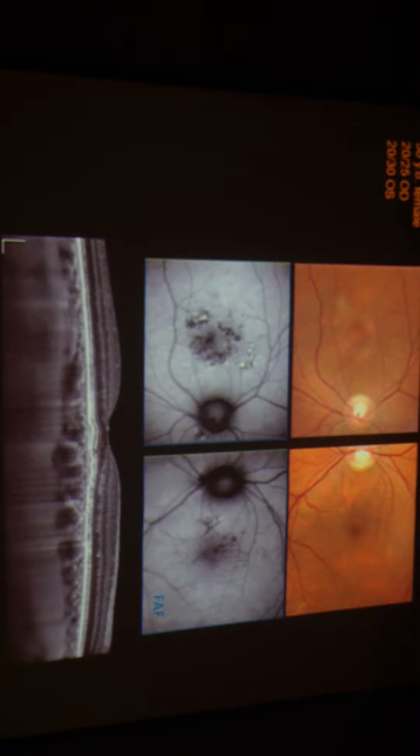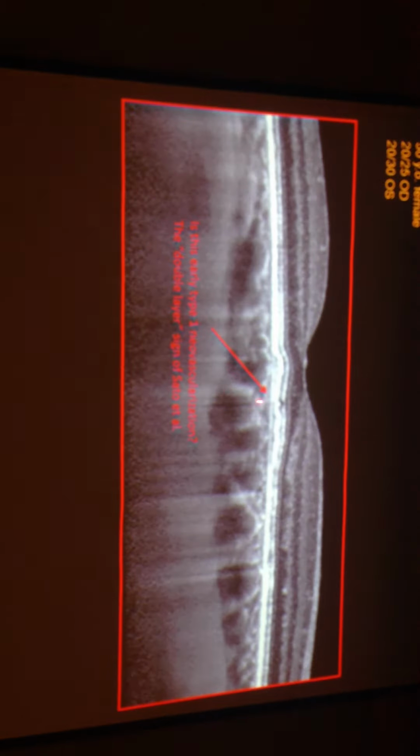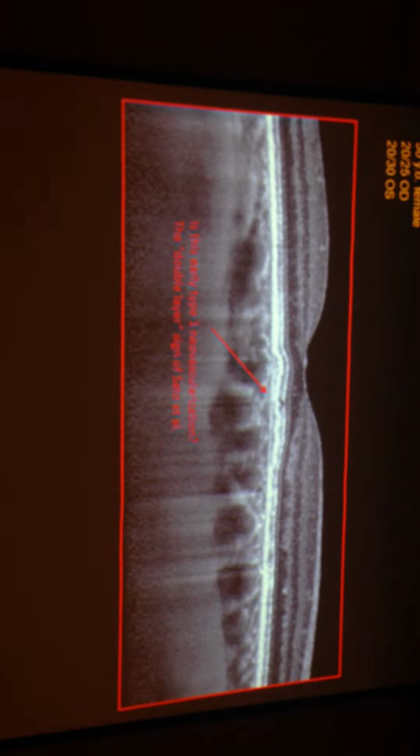So this is another 50-year-old female with the same RPE changes you see most evident on autofluorescence. You see on the EDI OCT the thickened vessels and thickened choroid. And you see this small RPE elevation. Is this early type 1 neovascularization or the double layer sign that was first described by CT?